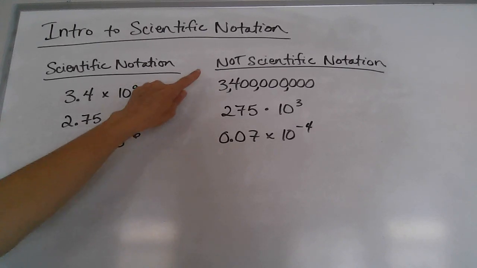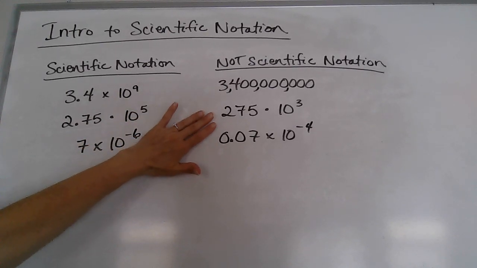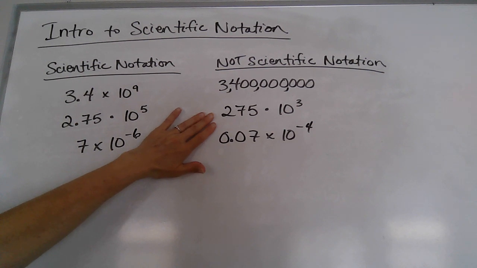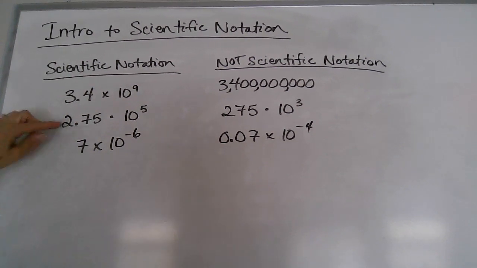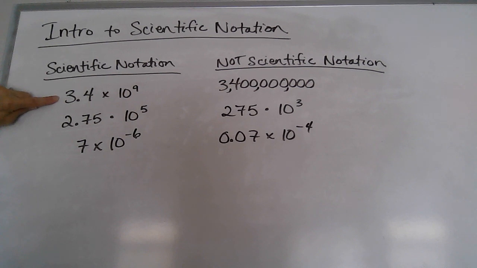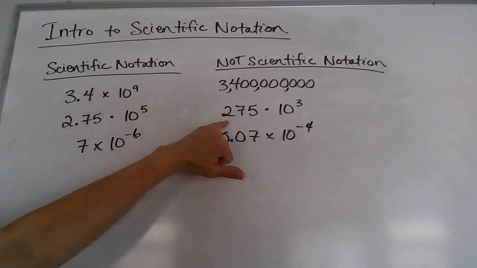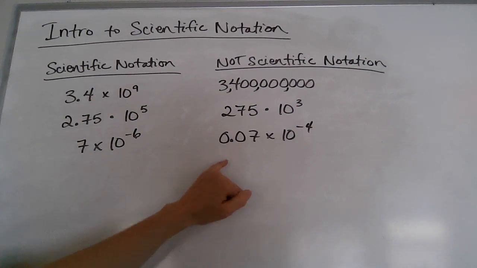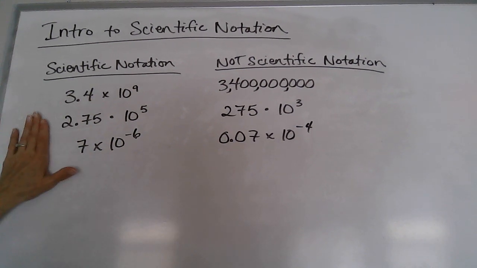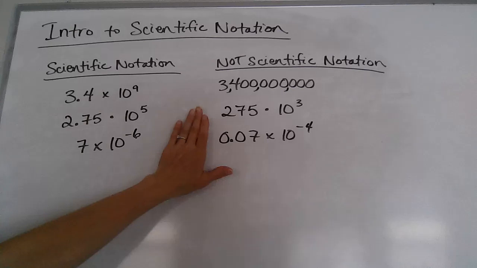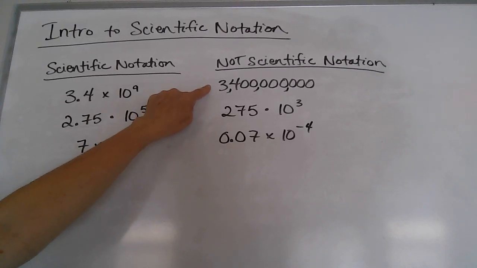So standard form here, these two, not scientific, not standard form, but still representing the same values. So this number represents this number. These two are equivalent values. These two are also equivalent values. These are in scientific notation. These are not. This one's in standard notation.